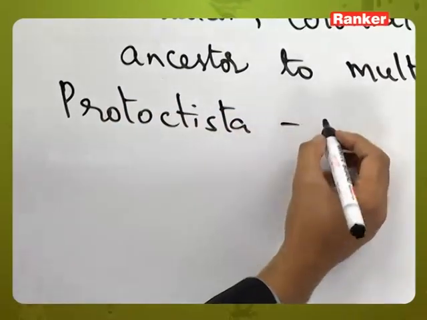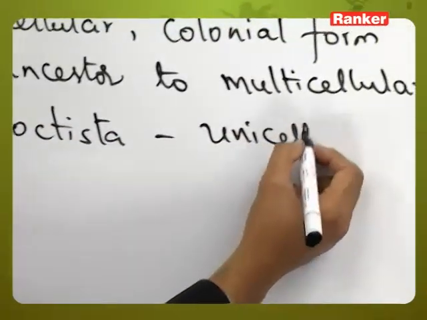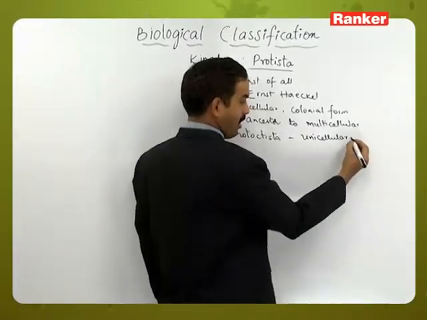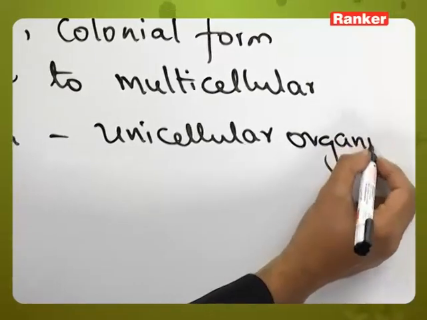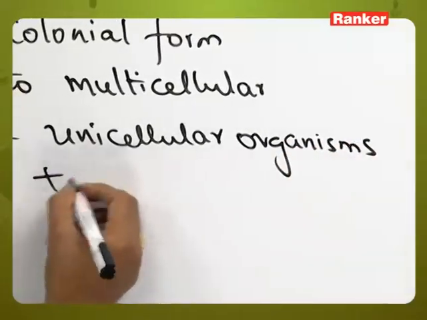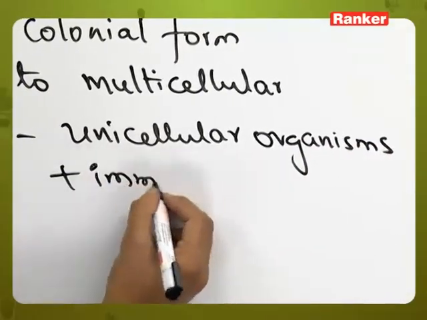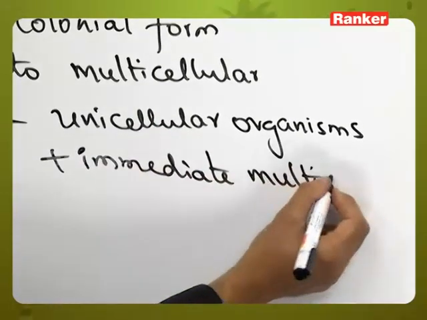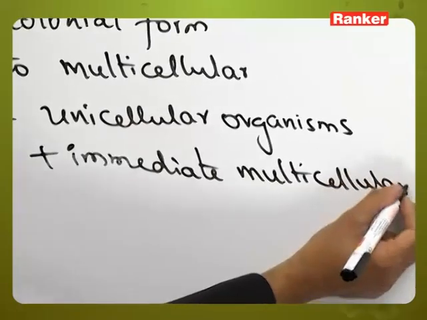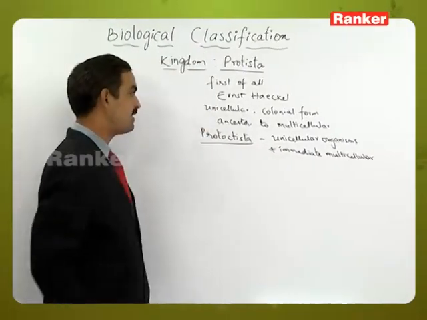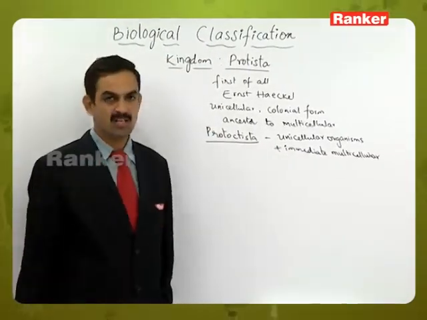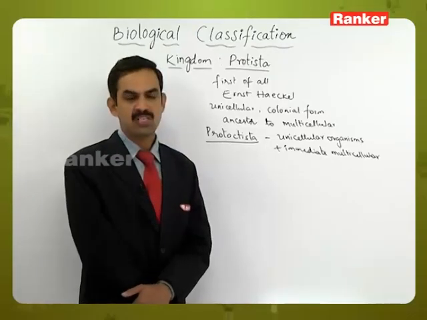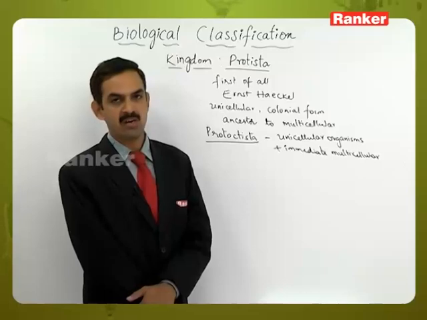This Protoctista includes the unicellular organisms along with immediate multicellular forms. So they included the multicellular forms also, that is why they created a new group called Protoctista nowadays. But actually, the Protista includes only the unicellular and unicellular colonial forms.